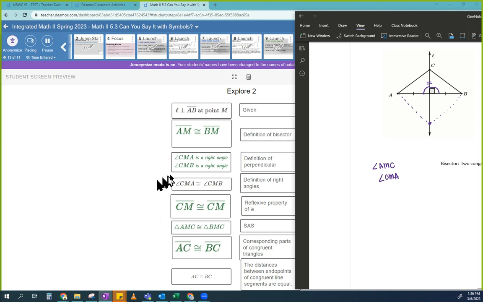Yeah. Are angle CMA and angle CMB still right angles? Yeah. And then are those two angles congruent? Yeah. Is CM still congruent to itself? Yeah. Are the triangles still going to be congruent? Yeah. Therefore, these two are going to be congruent because of CPCTC. So I could have chosen this point all the way out here that's still on the perpendicular bisector.